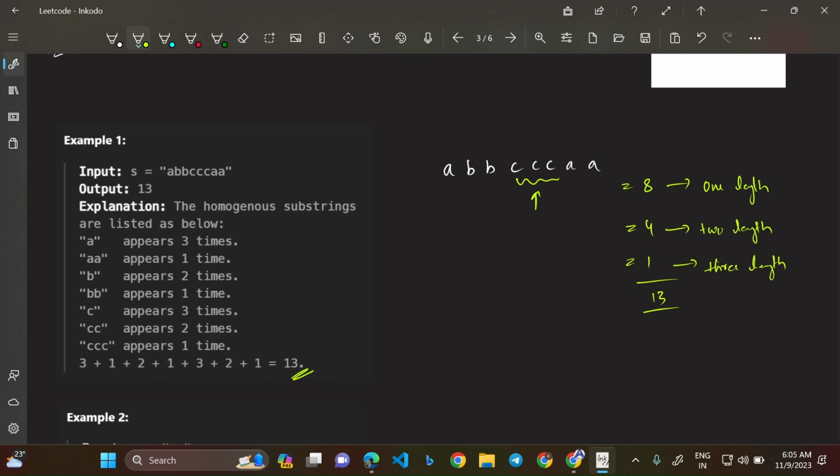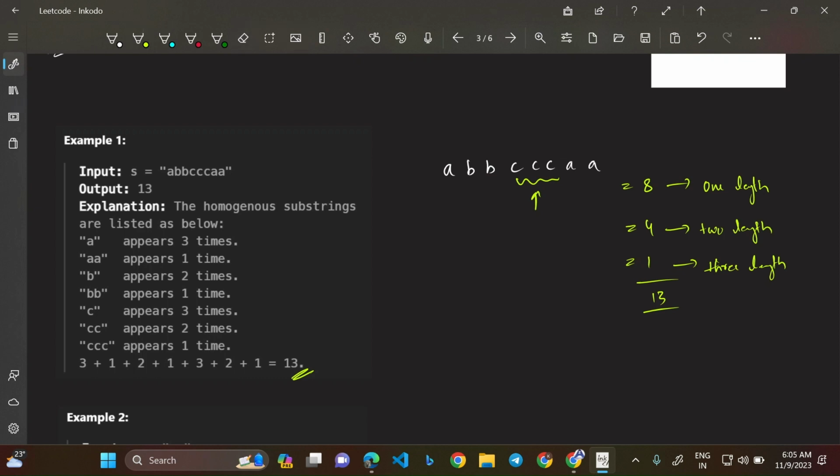Now considering 2 length substrings, find those that have 2 characters adjacent to each other, because we are looking for substrings, not subsequences. For substrings, all the characters we are considering must be contiguous. It's not random, it must be continuous, and only then can you consider it a substring. So here we have found that 2 length substrings there are 4, and 3 length is 1. So just add all of them, 1 length, 2 length, 3 length, 8 plus 4 plus 1, so it's 13.